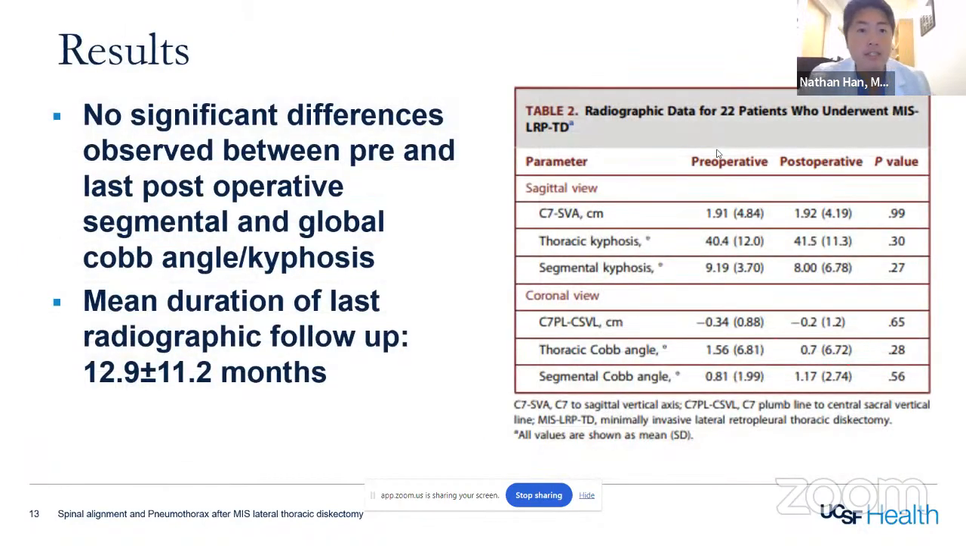The results of this study are that there were no significant differences between the pre and the last post-operative segmental and global Cobb angle and kyphosis. The mean duration of the follow-up was about 1 year, or 13 months.